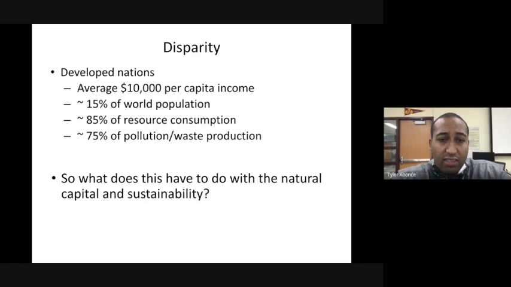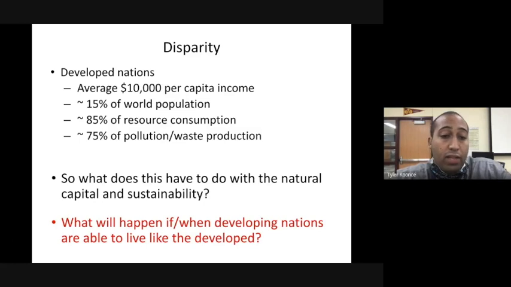When you look at this, what does that have to do with natural capital and sustainability? Think about it: we're looking at a very small percentage of the population using most of the resources and creating most of the pollution. Now think about this. What would happen if or when those developing nations move from developing into developed? What would that look like? Is that a possibility? Things of that nature.